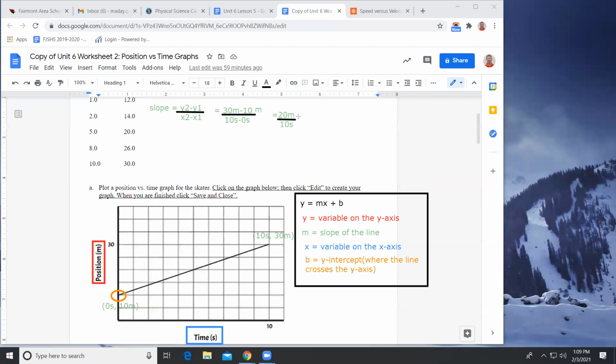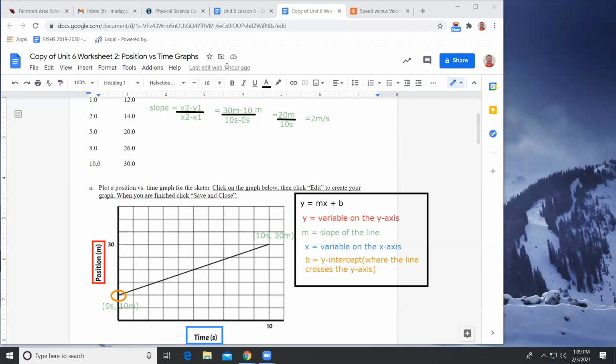So we take 20 divided by 10. So our answer here is going to be 2 meters per second. So our slope in this case is 2 meters per second. Okay, so when we're looking at everything now, we can actually build the equation of the line.